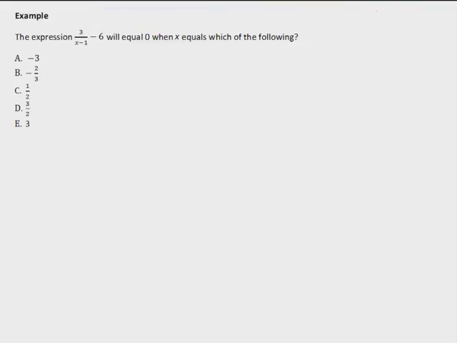The expression 3 over x minus 1 minus 6 will equal 0 when x equals which of the following? 3 over x minus 1 minus 6 should equal 0. When will it equal 0? Let's understand it. You have some weird expression, minus 6 equal to 0. Well, obviously when you're subtracting 6 to get 0, this weird expression should equal 6. So I want 3 over x minus 1 to equal 6.